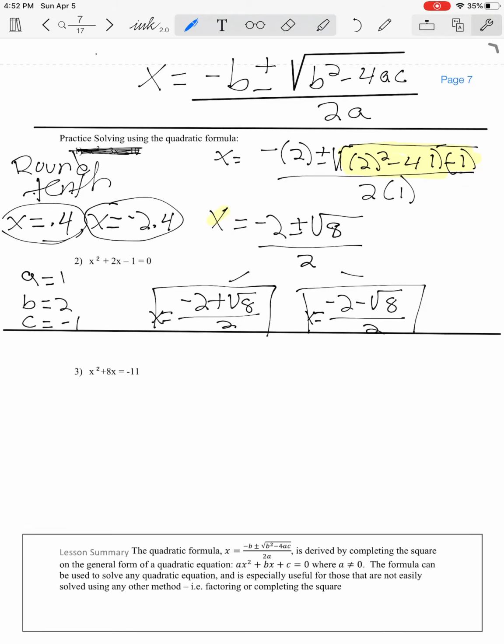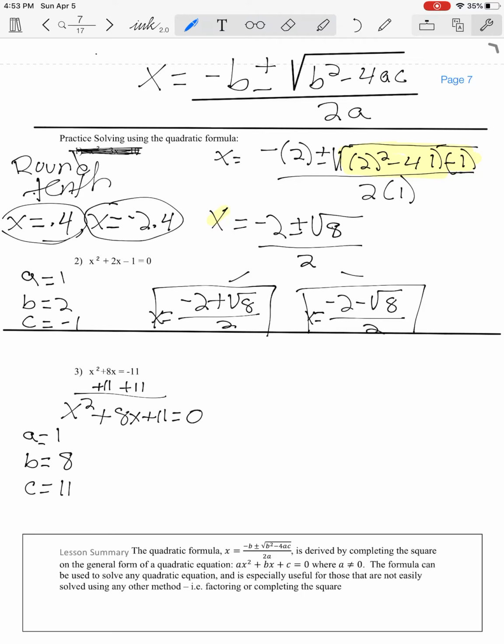Welcome back. Hopefully you got the right answer. So for number 3, what you're going to do is add 11 to both sides because we want everything on the same side of the equal sign. We want it equal to 0. The next thing I do is label my A, my B, and my C. A is 1, B is 8, and C is 11.